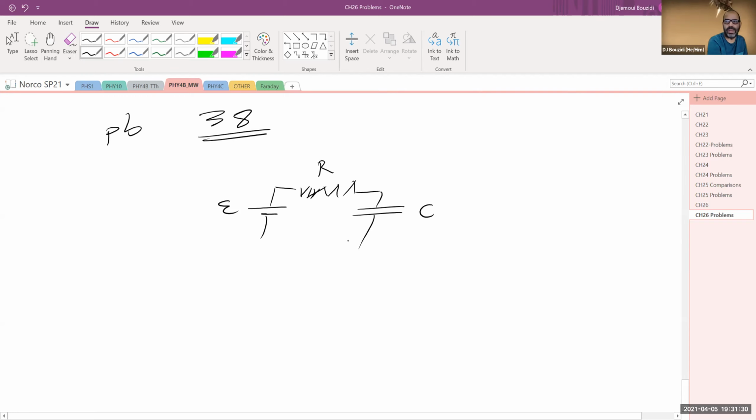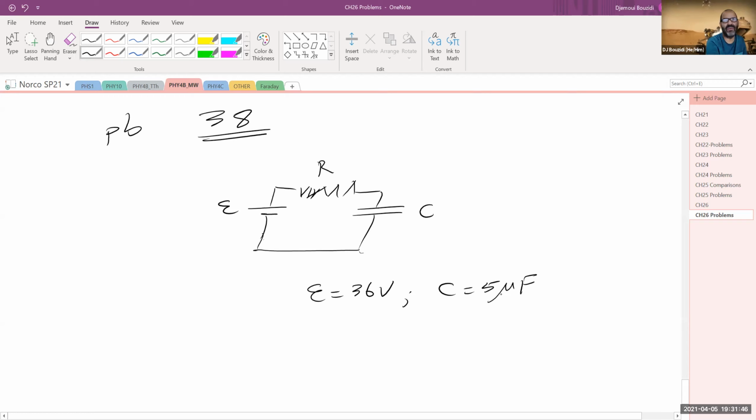And there is a switch somewhere, which I'm not going to draw, but hopefully you understand that practically you need the switch. Okay. And the EMF is 36 volts. And the capacitor is 5 microfarad.